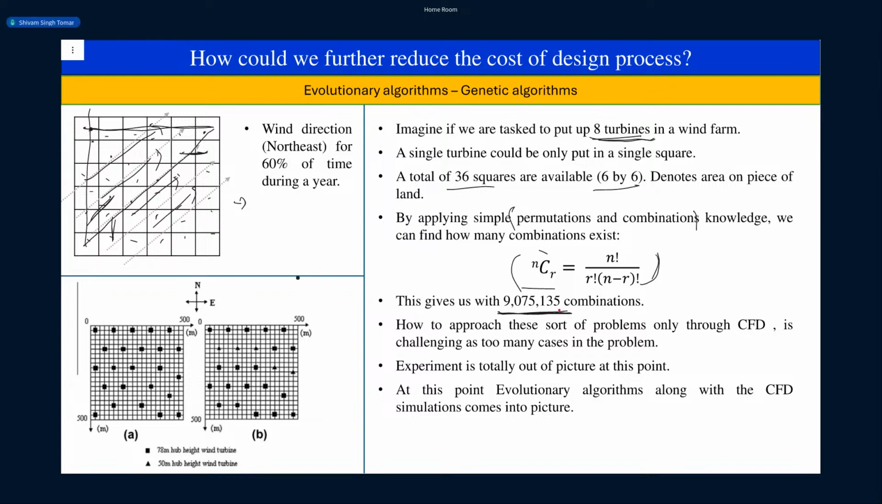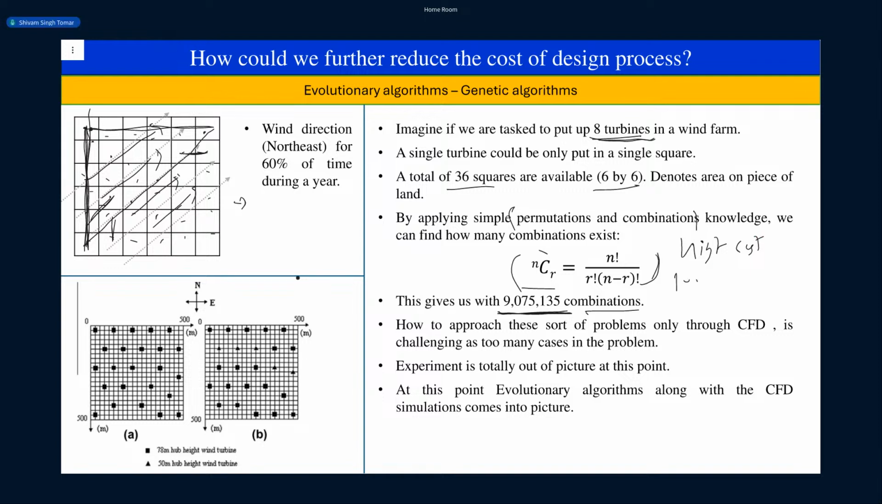With some common knowledge, you can of course neglect some, like placing 6 turbines here in line is definitely not feasible. You know that. But there will be some combinations in which you can't tell just by common knowledge whether the setup is efficient or not. So there are 9 million combinations, and for each of them you have to do CFD. That will again lead to high cost.